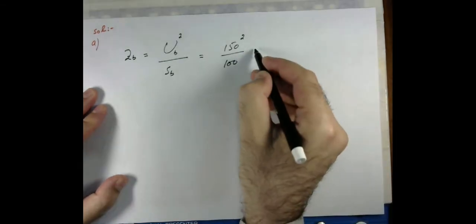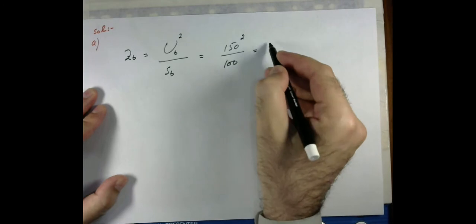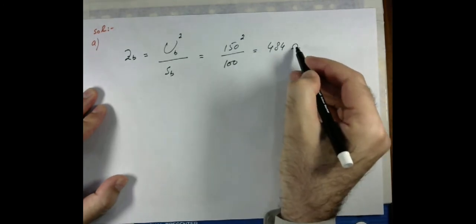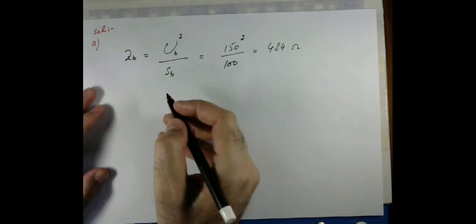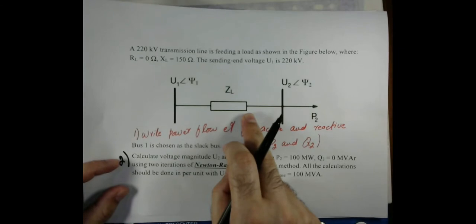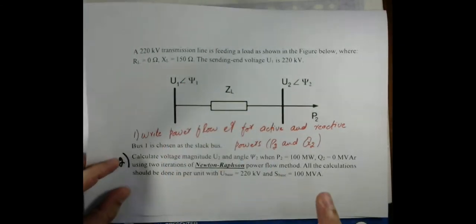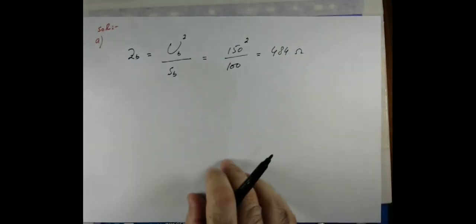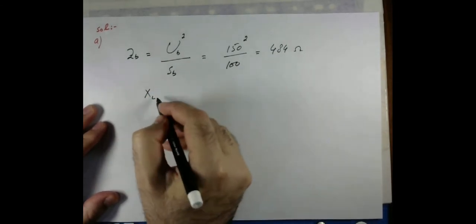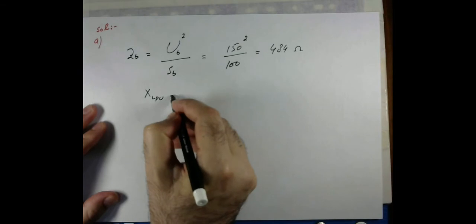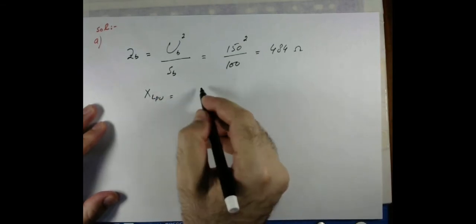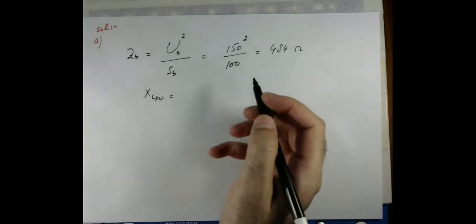So that will become 484 ohm. So this is the base impedance. And now, as the given problem has a transmission line with only inductive reactance, we will get the XL in per unit. That will be equal to the inductive reactance in per unit, which is also 150.